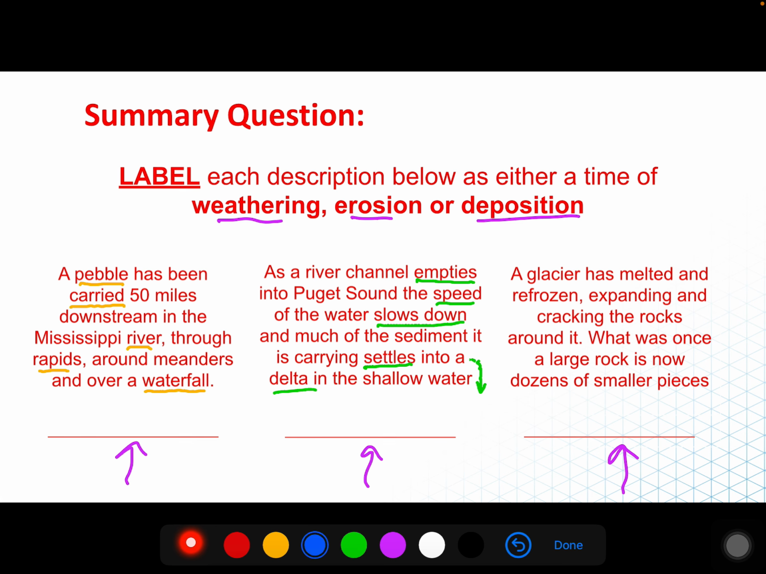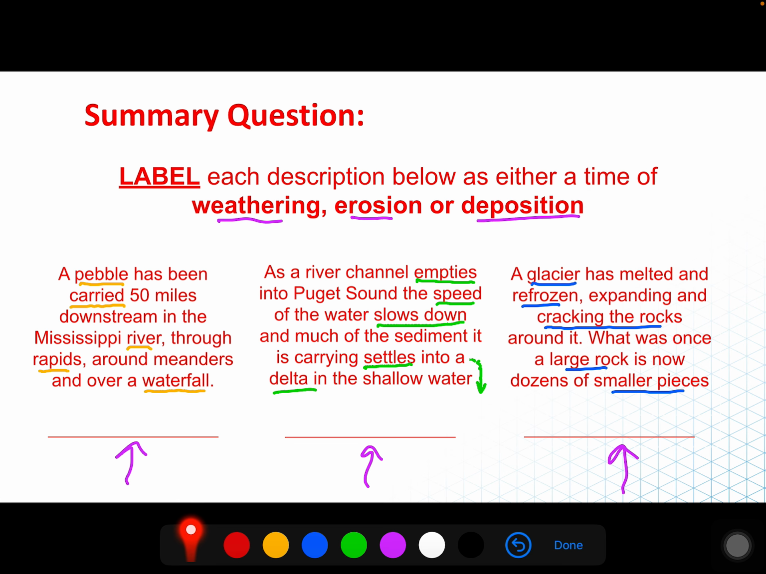And finally, a glacier has melted and refrozen, making cracks in the rocks around it. So the large rock is now dozens of smaller pieces. So you should be able to match up which one's referring to weathering, which one's referring to erosion, and which one's referring to deposition.